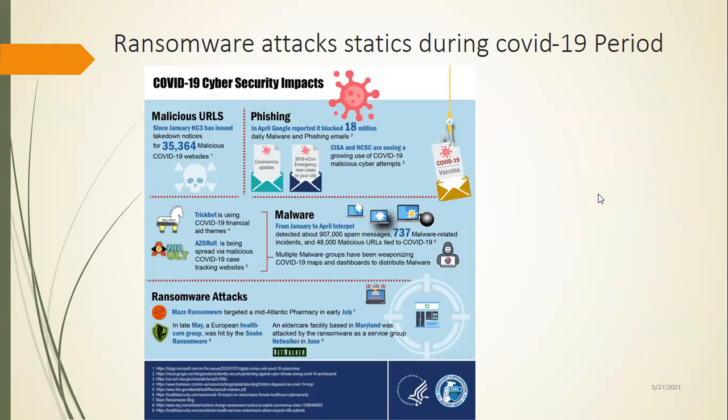On the malware side, we can see that TrickBot is using COVID-19 financial aid themes, and AZORult is being spread via malicious COVID-19 case tracking websites. From January to April, Interpol detected about 907,000 spam messages, 737 malware-related incidents, and 48,000 malicious URLs tied to COVID-19. Ransomware just doubled. It actually quadrupled the amount that was expected. People didn't expect this amount to happen.